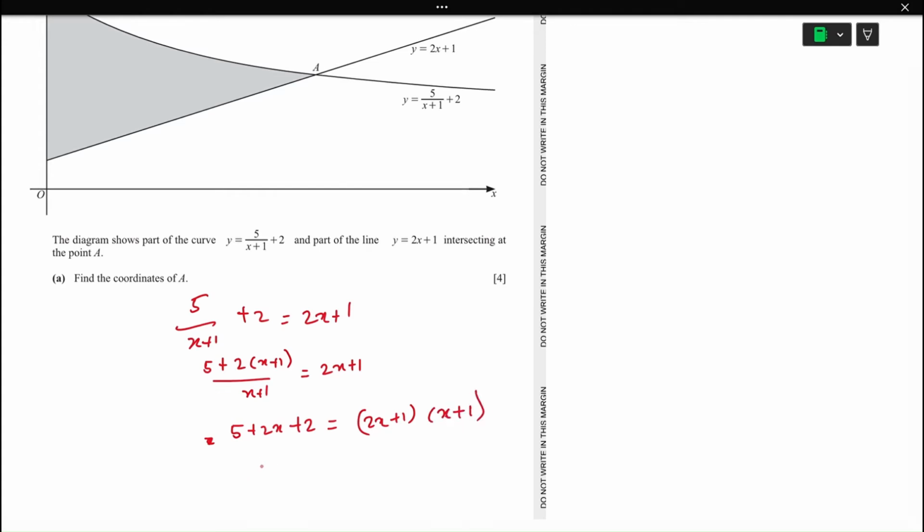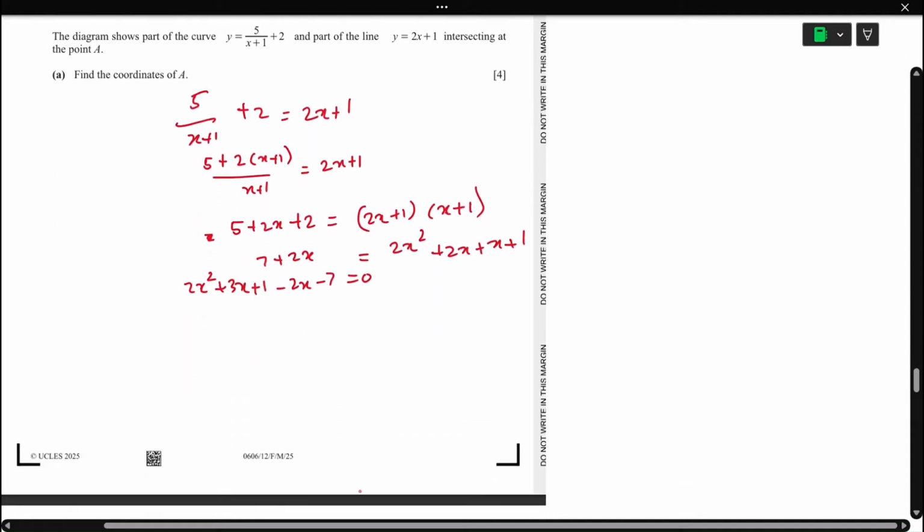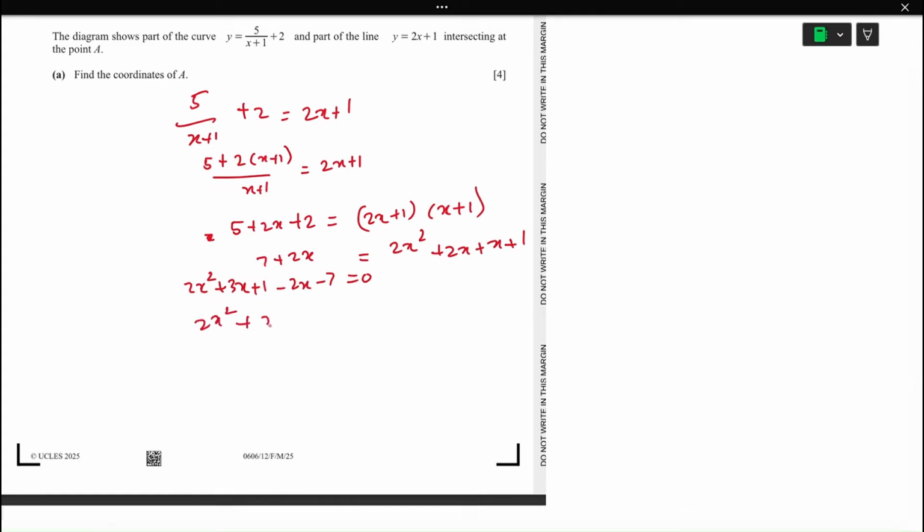So here 7 plus 2x equal to, so here expansion 2x square plus 2x plus x plus 1. So bring everything to one side, so I'll get 2x square plus 3x plus 1 minus 2x minus 7 equal to 0. So next, 2x square plus x minus 6 equal to 0. Next I am solving. Multiplied, I need to get -12, and added, I have to get +1, which is 4 and 3.